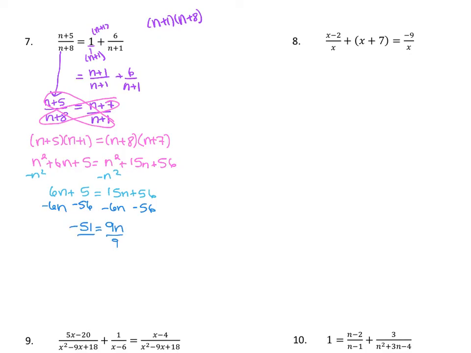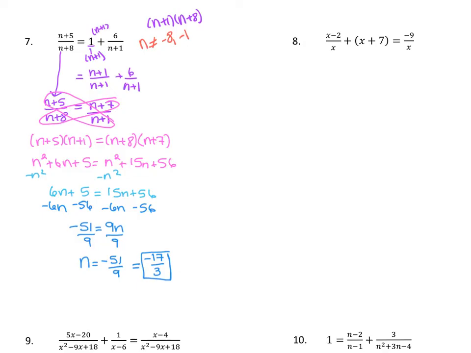And I'm going to end up with a fractional answer, but that's okay. So n is going to equal negative 51 over 9, but actually that simplifies, so it's going to be negative 17 over 3. So let's double check that negative 17 over 3 will actually work as a solution. So remember, you need to think about your excluded values. So my excluded values are n cannot equal negative 8 or negative 1, because that would make my denominator 0. Since my solution is neither of my excluded values, then my solution is viable.